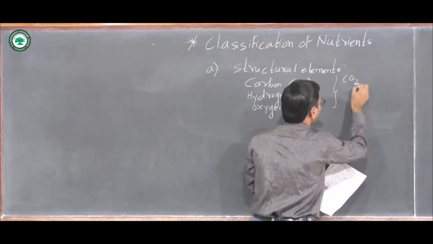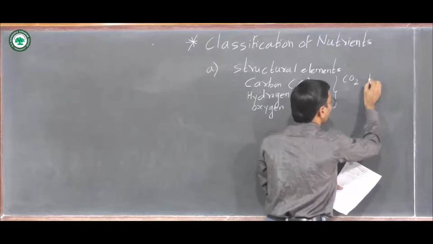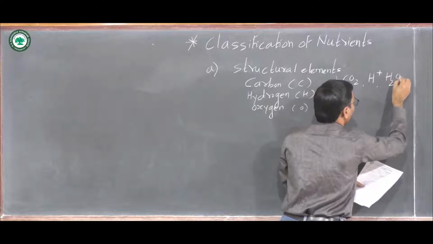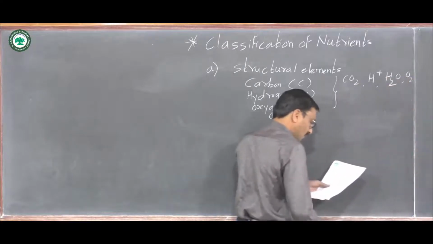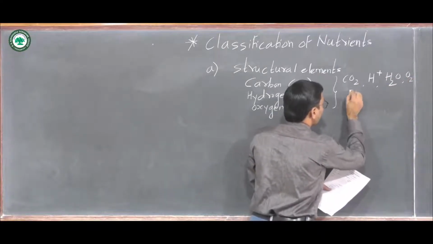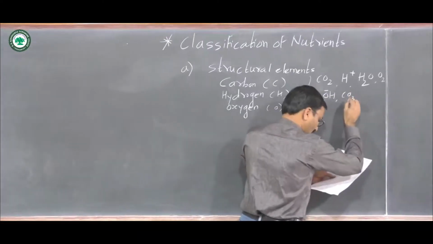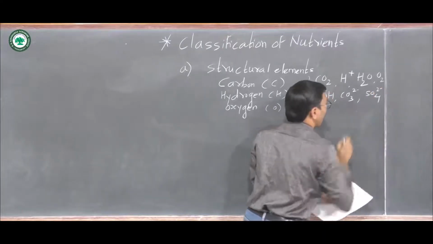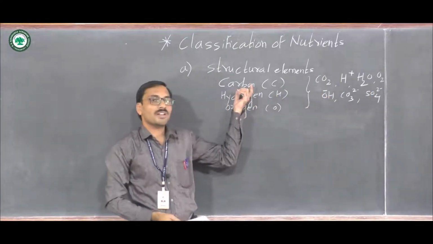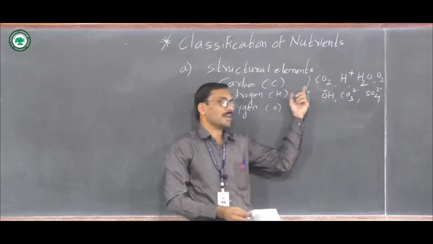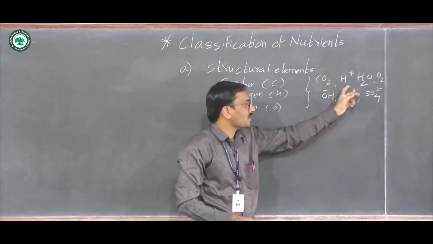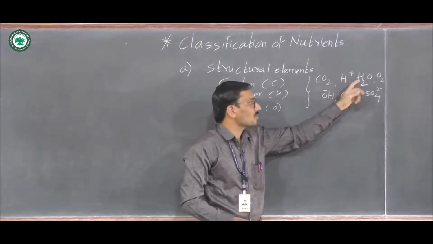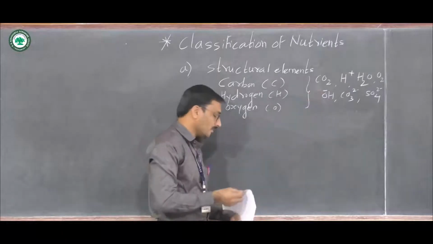It includes CO2, H+, water, oxygen, OH-, CO3 2-, SO4 2-. So these structural elements can be absorbed by the plant in the form of these types of ions, or there are some molecules like CO2, water or oxygen, and others are the ions.